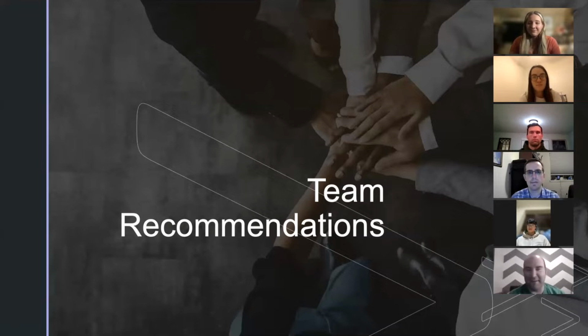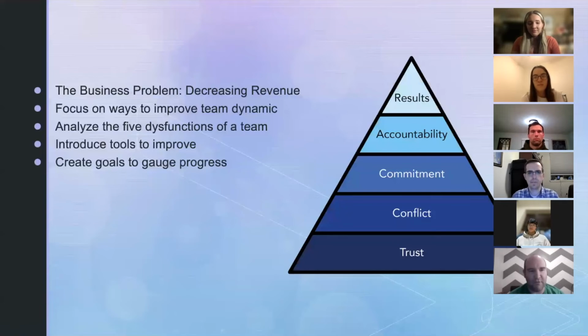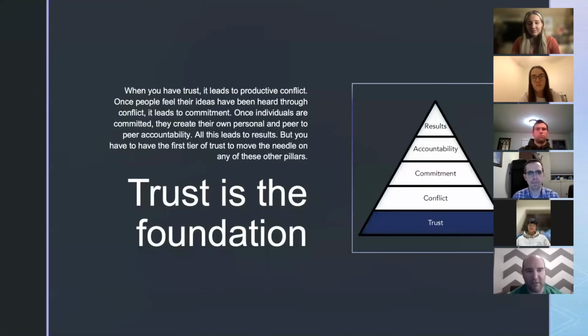Thanks for that, Holly. So the first and foremost thing that I think about when teams aren't getting along as they should is the importance of trust. When you have trust, it leads to productive conflict. Once people feel their ideas have been heard through conflict, it leads to commitment. Once individuals are committed, they create their own personal and peer-to-peer accountability. All this leads to results. But you have to have the first tier of trust to move the needle on any of these other pillars. So you have to build that level foundation with trust.